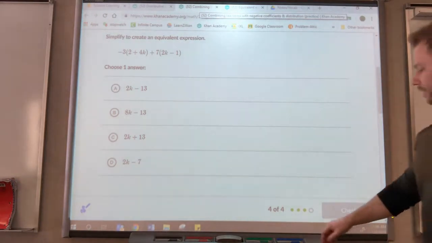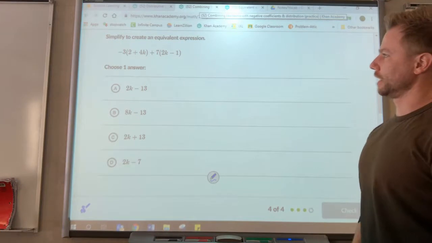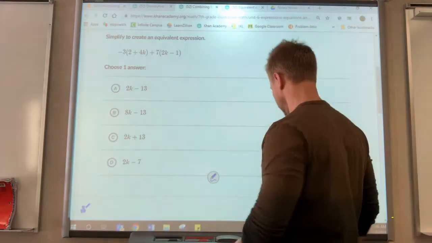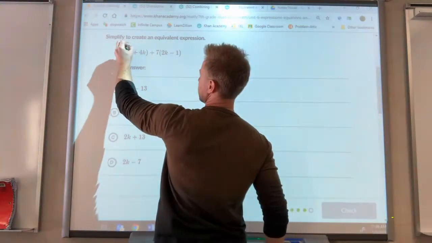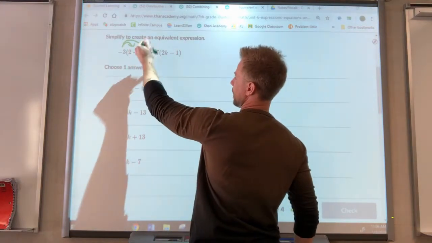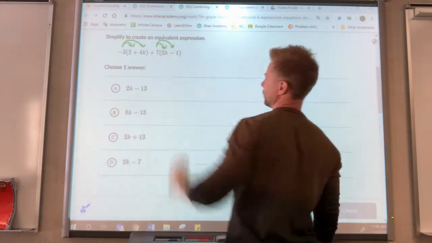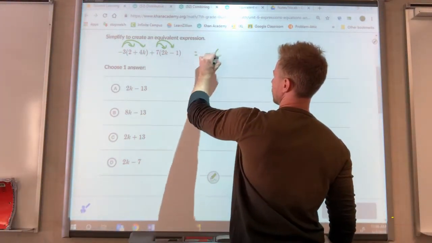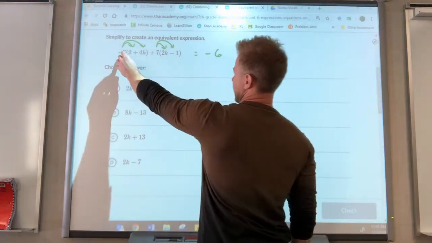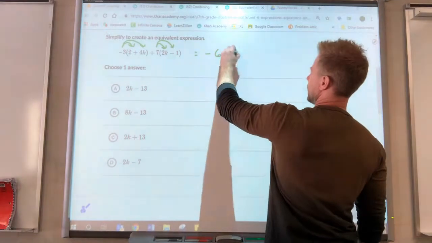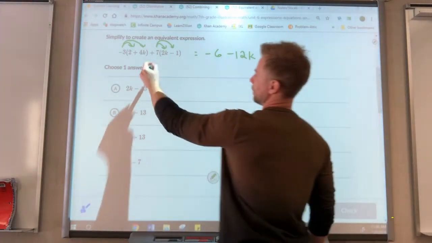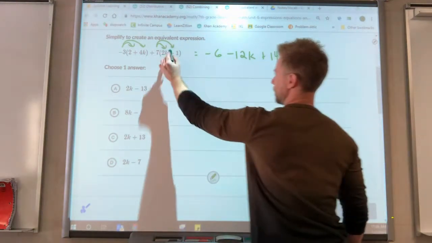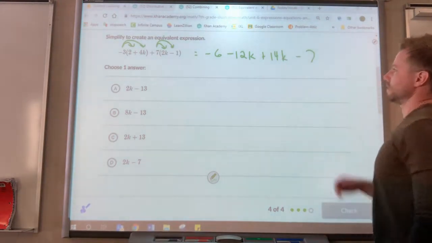Okay, simplify to create an equivalent expression. Okay, so we're going to simplify all of this and figure out which answer matches. Now really, this is just distributing twice. So we need to take the negative 3 times everything on the inside of that parentheses, the 7 times everything on the inside of that parentheses. So a negative 3 times a positive 2 gives us a negative 6. A negative and a positive makes a negative. And a negative 3 times a positive 4k makes negative 12k. 7 times 2 is 14. Don't forget the k. 7 times negative 1 is a negative 7.